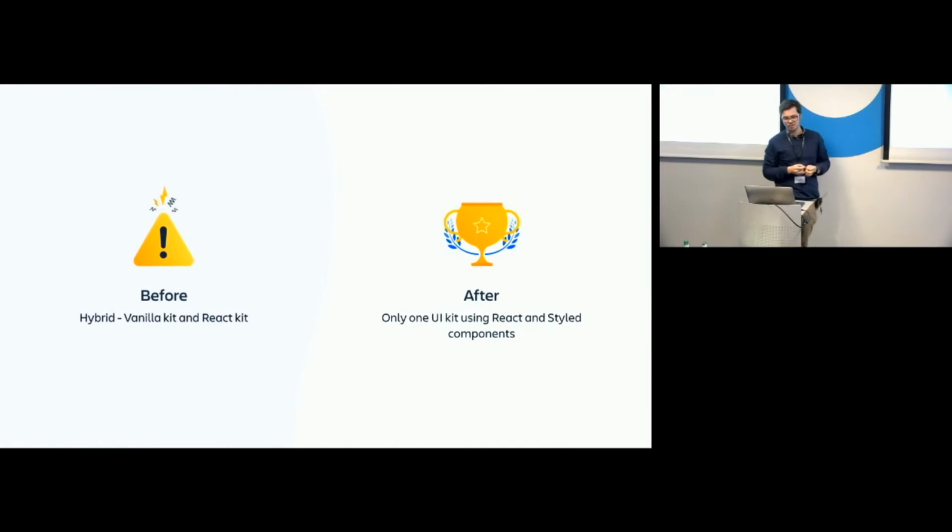This caused a lot of frustration because every time a developer really wanted to do something new to the kit, he or she would have to first go to the vanilla kit, implement it there, and then go to the React kit, implement it there, and then finally use it and notice that something is broken, and then go back to the other kit. And it was just very frustrating, very bad. And after a few months of this, we just threw this away. And we only have one UI kit now, implemented fully in React and styled components, and it's awesome.